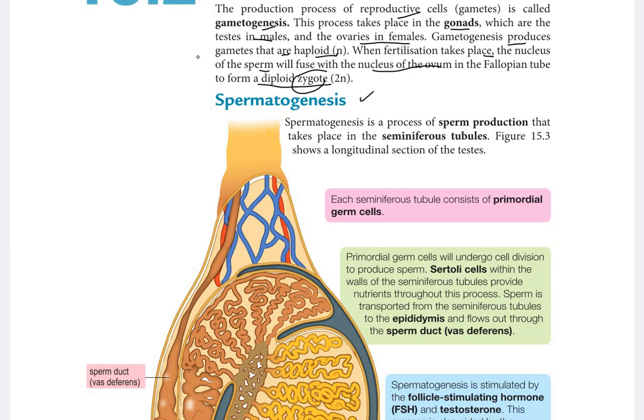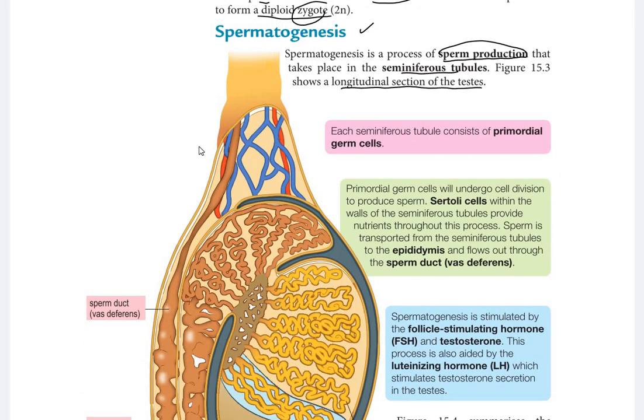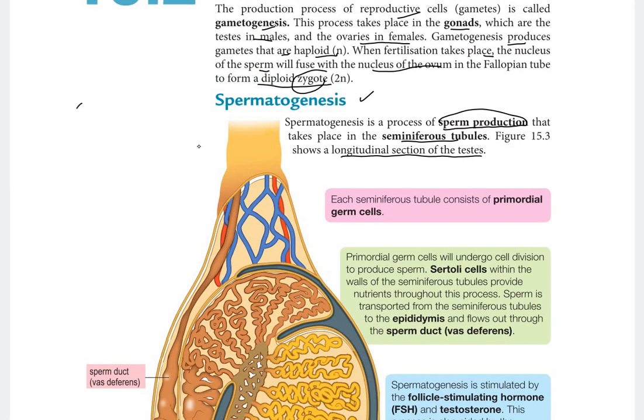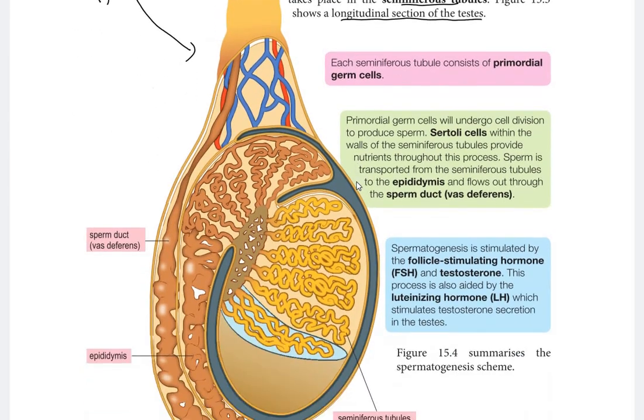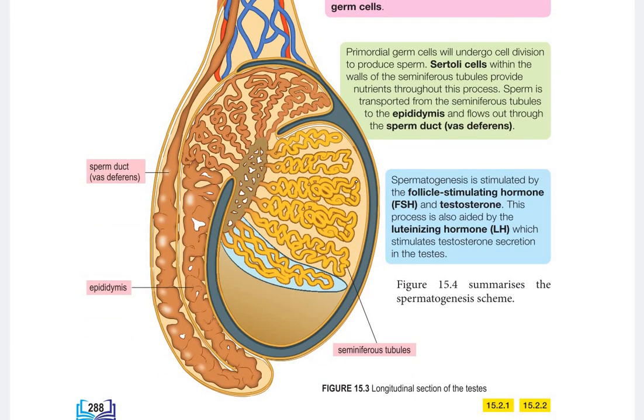Spermatogenesis is a process of sperm production that takes place in the seminiferous tubules. Figure 15.3 shows a longitudinal section of the testes. Males have testes, right? The testes are usually like this, I draw just like this, so we have two testes here. If you cut this longitudinally, you will get this diagram. So let us see the structure first. We have the seminiferous tubules, a lot of seminiferous tubules here.